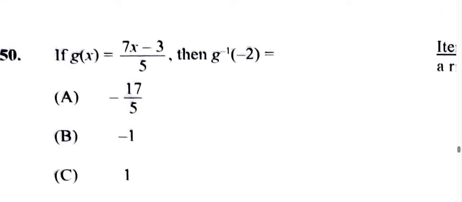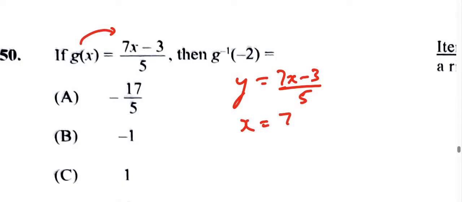All right, let's look at 50. They want to find g inverse of -2, given that g is equal to that. So what we can do here, let's change this g of x to y. So we have y equals 7x minus 3 over 5. So we can exchange, and this would be x equals 7y minus 3 over 5.